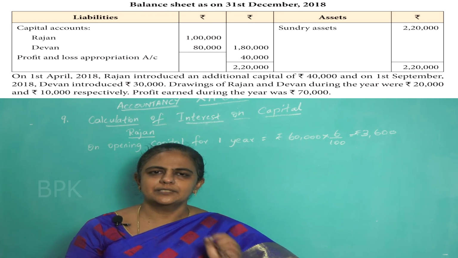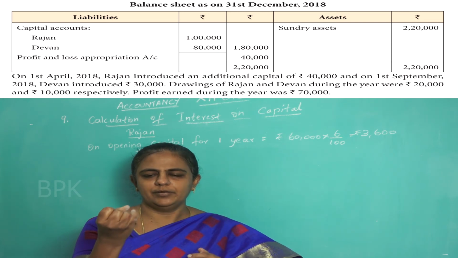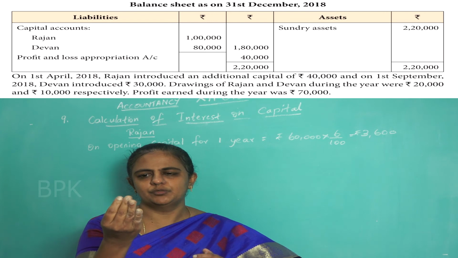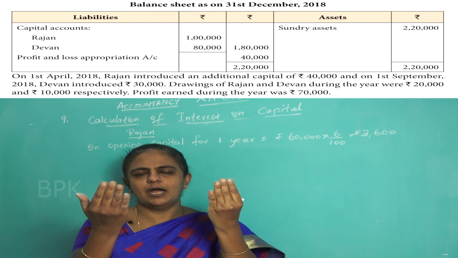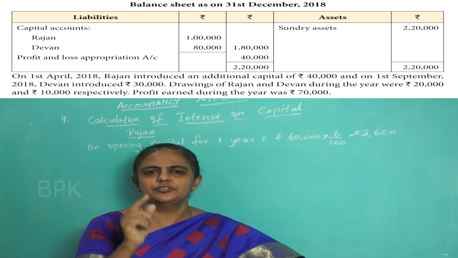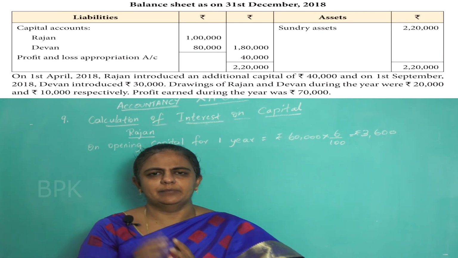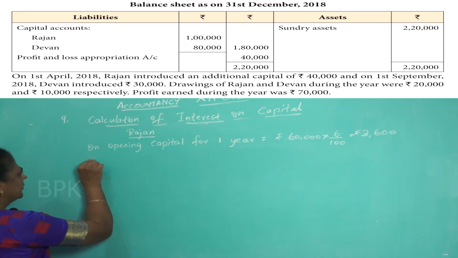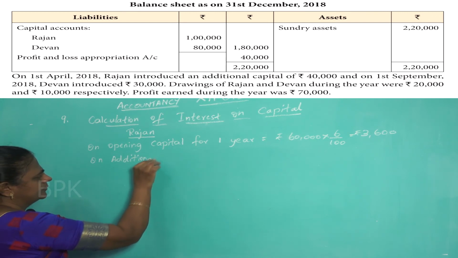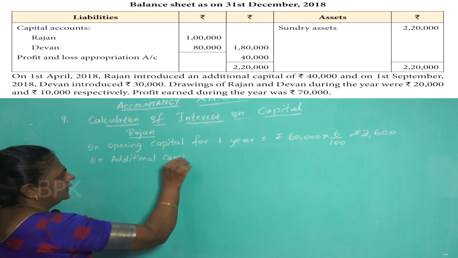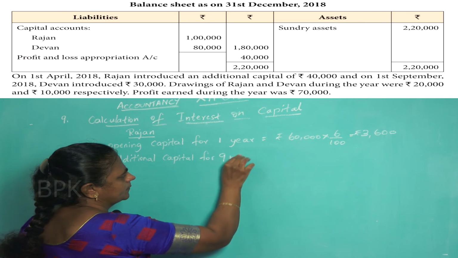Okay. Now, he is introducing on 1st April. So, 1st April means take from April. Okay. April, May, June, July, August, September, October, November, December. So, how many months he has introduced the capital? He has introduced for 9 months. That is from 1st of April to December. How many months? 9 months. Okay. So, on additional capital for 9 months.